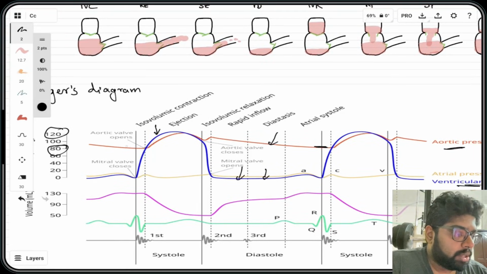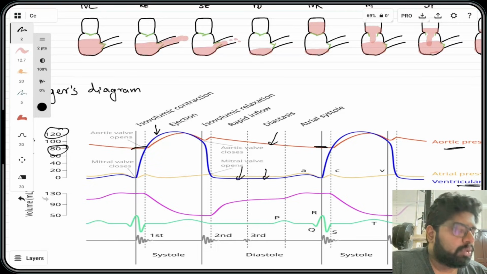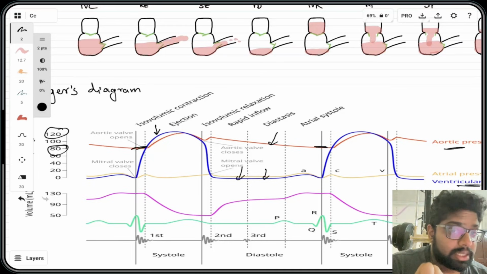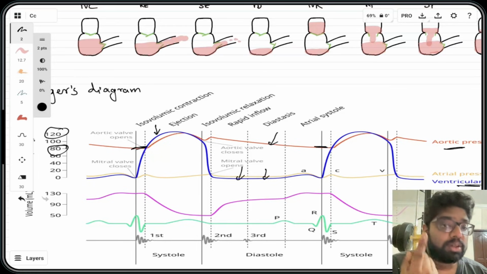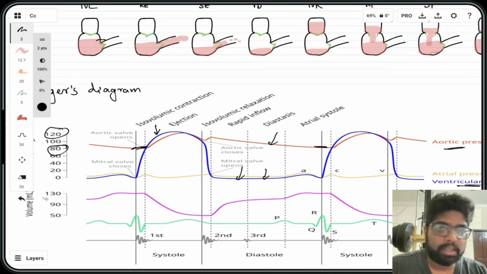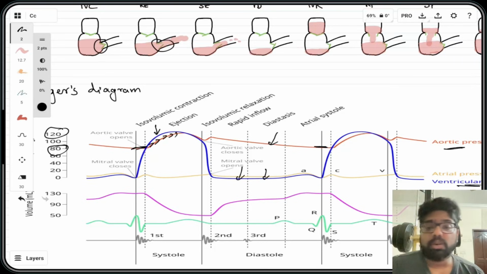So during diastole, the value is around 80 millimeters of mercury. During isovolumic contraction, that means the ventricular pressure has actually increased, but that is not yet translated into the aorta because the semilunar valves are still closed. You can see it here, right? But what happens during rapid ejection? The semilunar valves are open, so the pressure is now getting transmitted into the aorta. So now the aortic pressure curve actually follows the ventricular pressure curve, especially during rapid ejection.